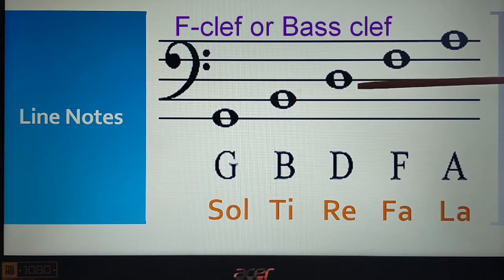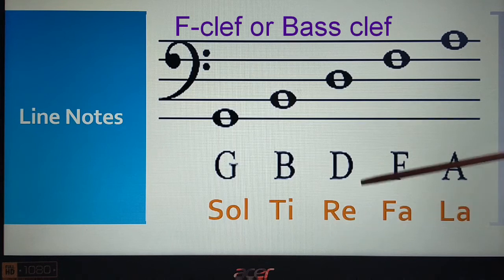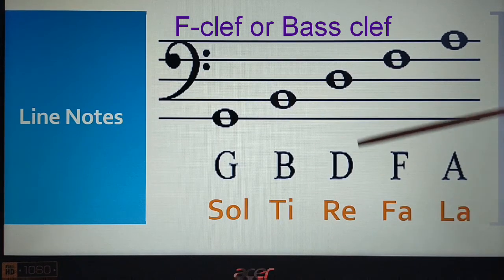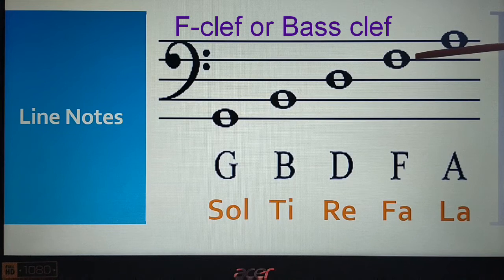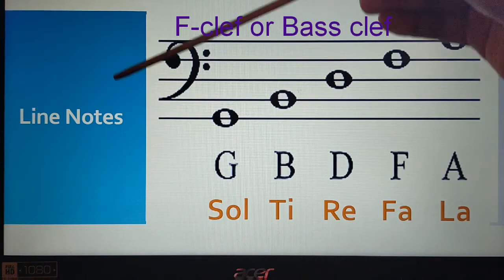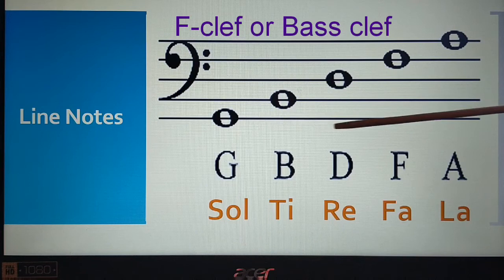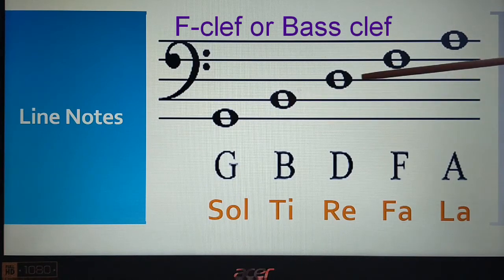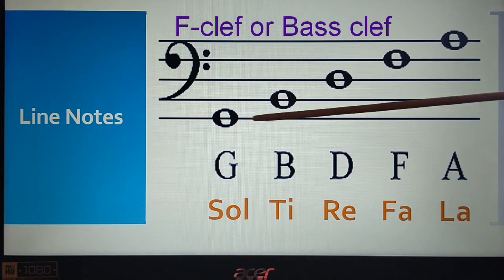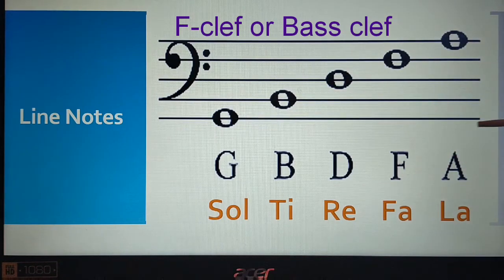The third line is D or Re. On the fourth line is F or Fa. And on the fifth line, it's A or La. So when you see the bass clef, or the F clef, here are the line notes of the bass staff.